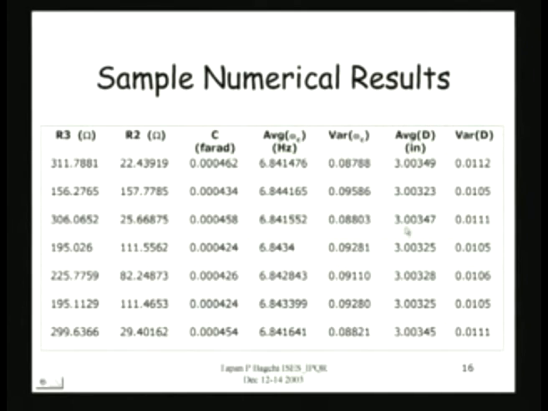I've got 3.00347. It's pretty close to 3 inches. You won't be able to see that on the galvanometer. You also would be pretty happy if the cutoff frequency was something like 6.841. That's not so bad at all.